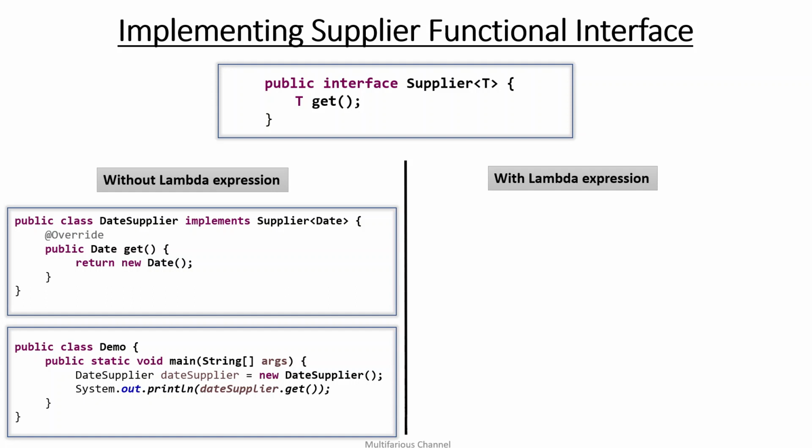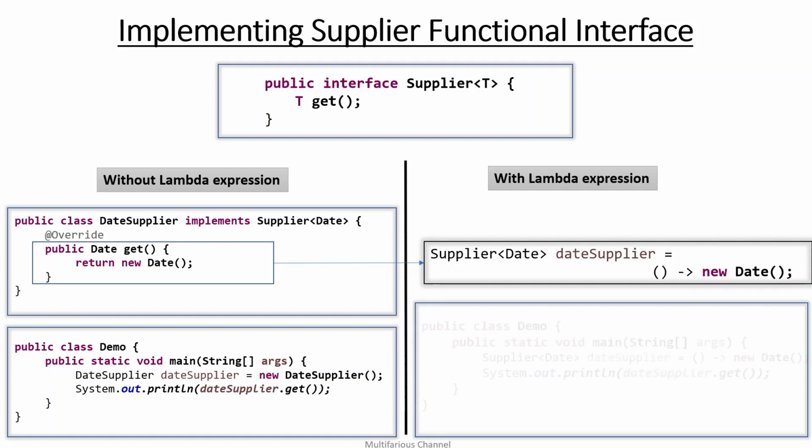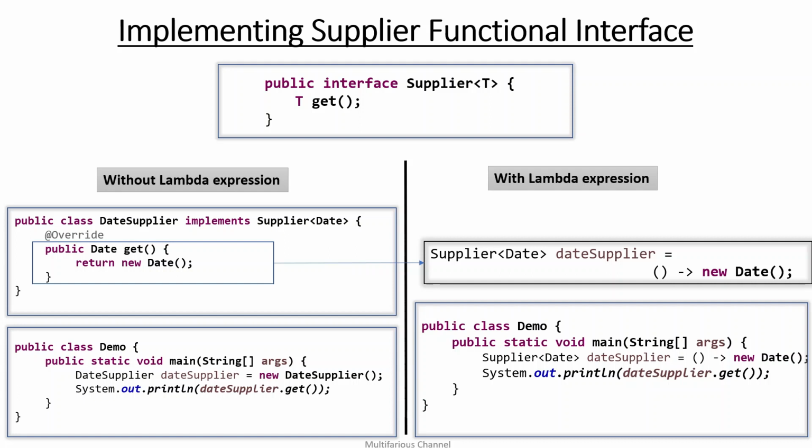Now let's convert the same code to a lambda expression. Let's first convert this method get into a lambda expression. A lambda expression for the get method will look something like this. Supplier of Date, dateSupplier equals parenthesis, which returns a new Date. Now I can directly use this in my main method. So my main method will look something like this. I've just replaced the instantiation of the DateSupplier class by the lambda expression. So let's see this code in action.